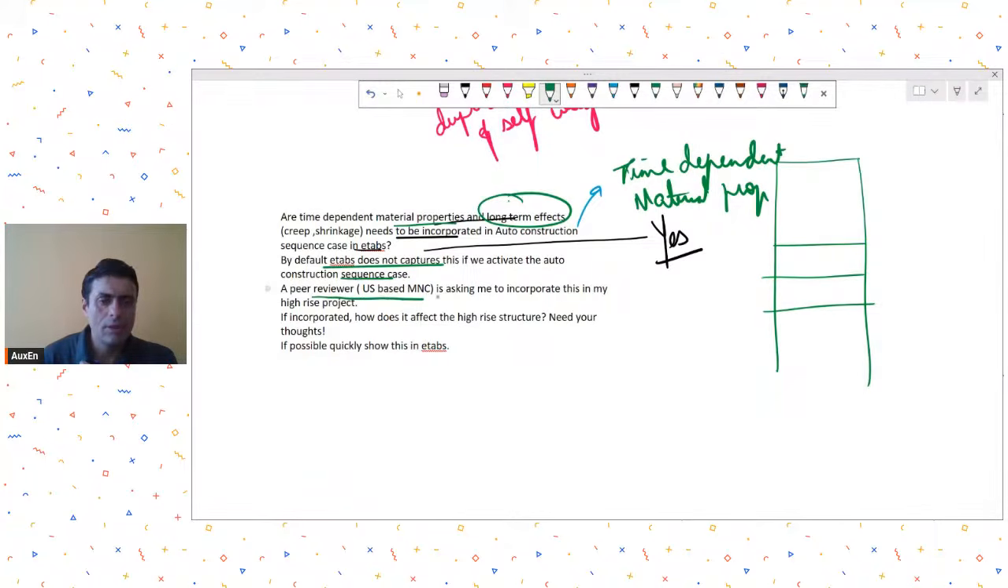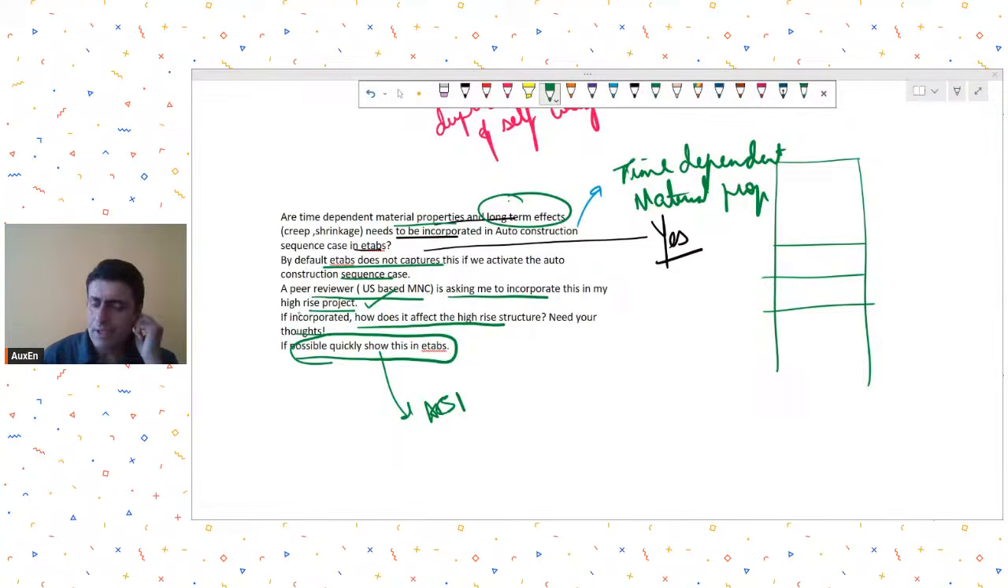A peer reviewer is asking me to incorporate this in my high rise project. Correct, so you should incorporate. If incorporated, how does it affect the high rise structure? Need your thoughts. If possible, quickly show this in ETABS. So you need to refer to ACI. There are different provisions for calculating the time dependent properties and time related material properties, and how they are going to affect your overall structure.